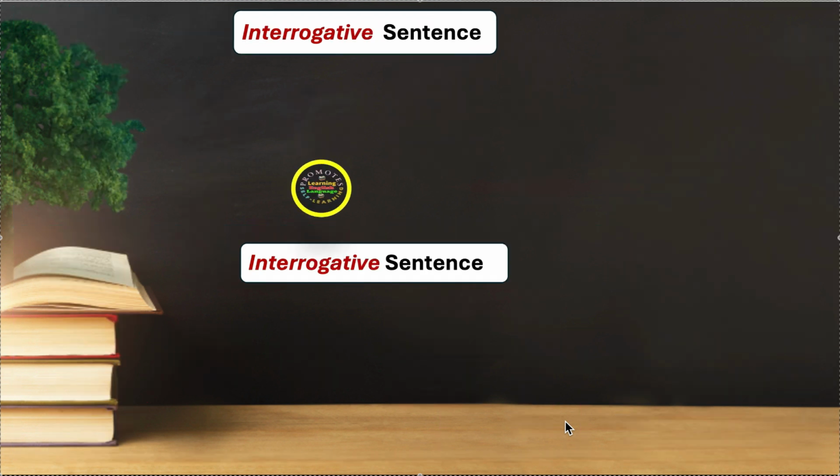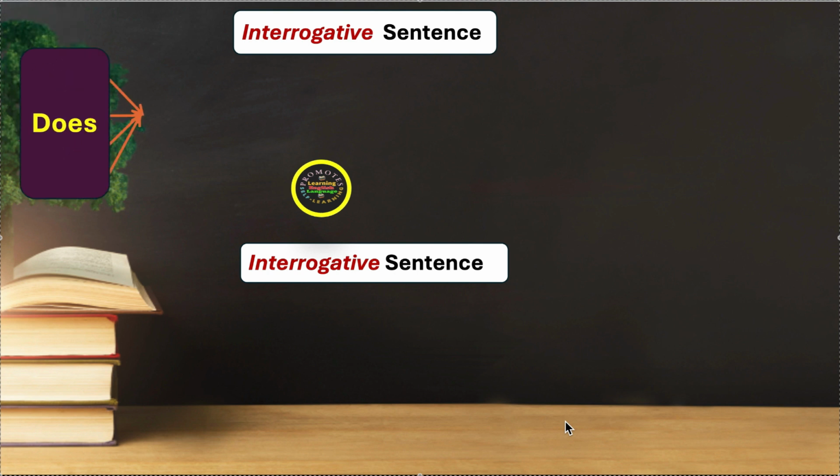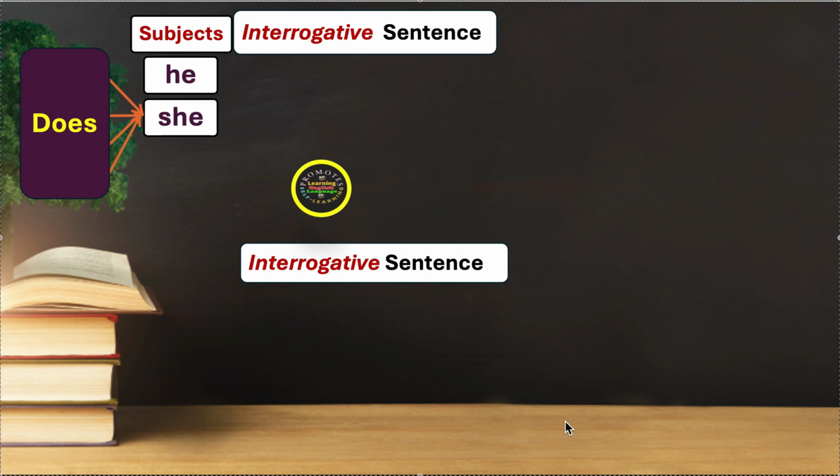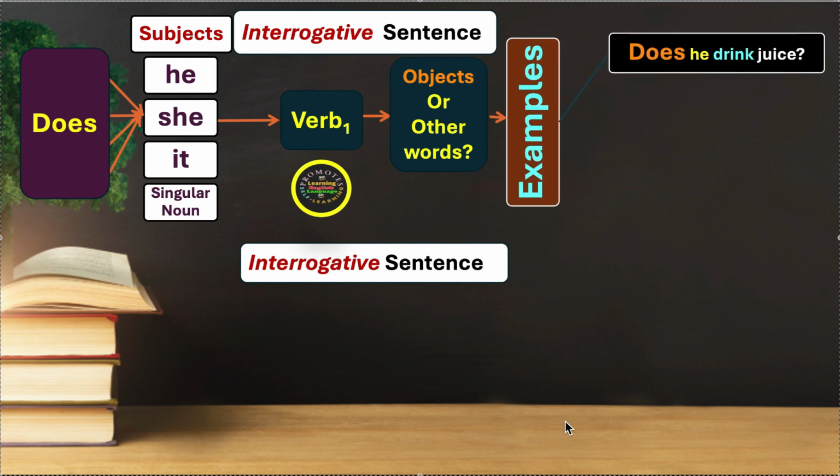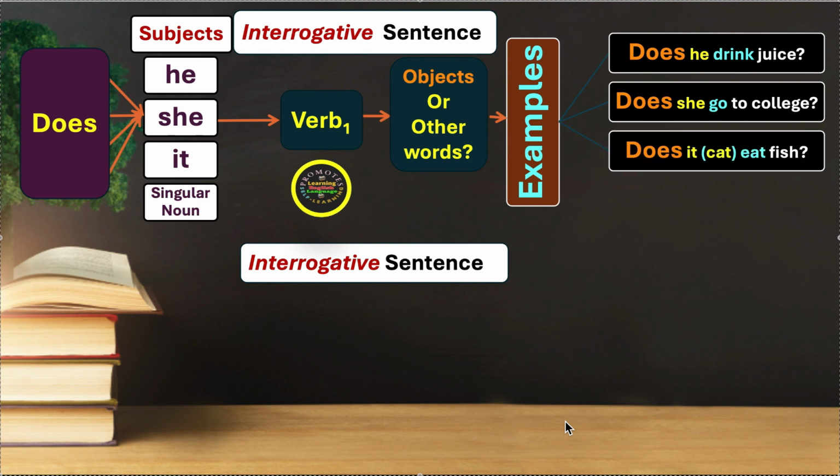We continue and discuss about interrogative form of simple present. In the interrogative form, first we use does with the following subjects like he, she, it, and singular noun. And then we add first form of the verb, and then we have objects or other words. Like in the following examples, we can see does he drink juice, does she go to college, does it, for cat, eat fish, and does Tom drive a car. And we put this rule in the box.